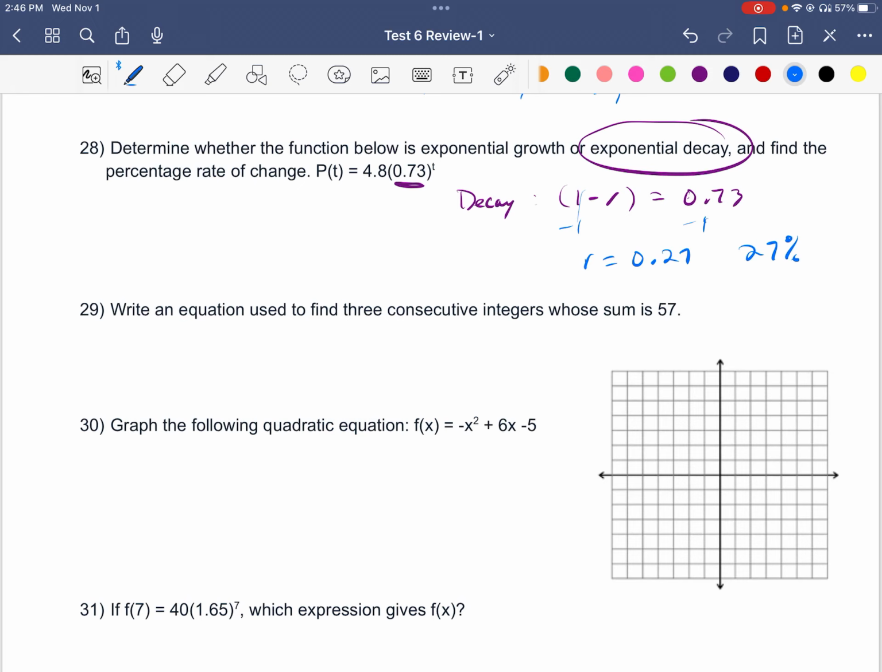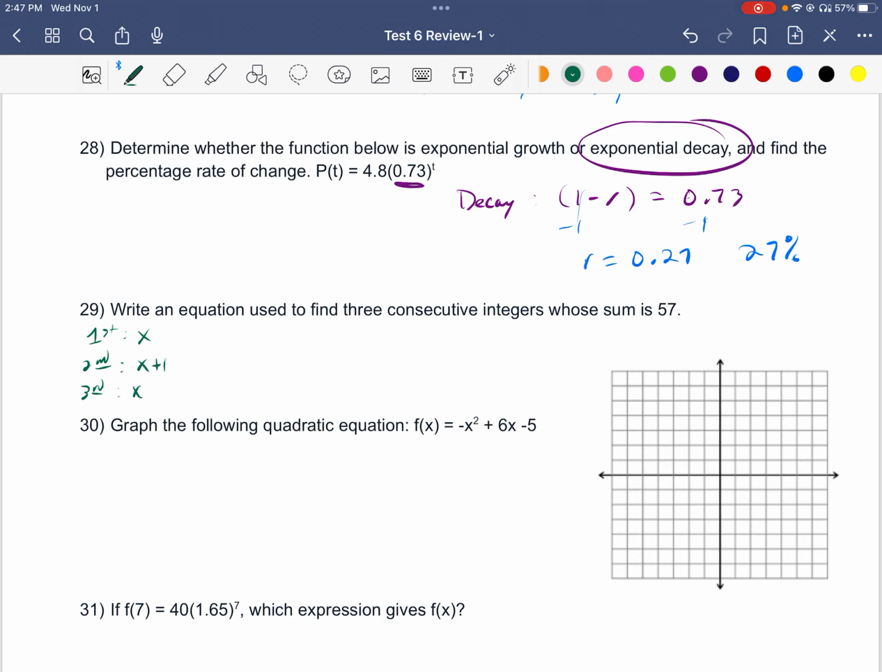Write an equation used to find 3 consecutive integers whose sum is 57. Okay. So I'm going to put first, second, and third. I'll say our first number is x. We have 3 consecutive integers, so that second number is just going to be 1 more than the one before it. That third number is going to be 1 more than the one before it, which is 2 more than the original. So those are our 3 numbers.